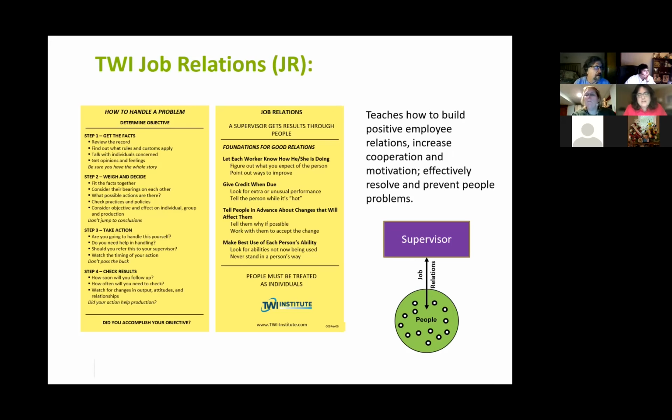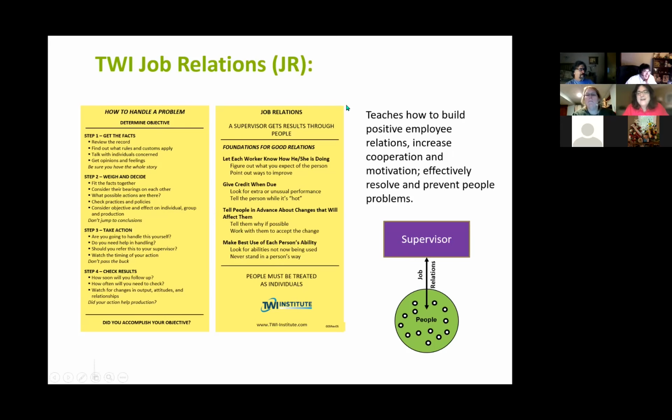Once you have all the facts, then you move into weigh and decide. These facts are connected. They're related to each other. We have to think it through. We have to brainstorm. What might I do? We take our ideas and weigh them against policies, practices, our objective, how the individual will feel, the group will feel. And finally, we move to step 3. Now we have to make a decision. What are we going to do? This process prevents us, you see the italicized under step 2, says don't jump to conclusions. Anyone here guilty of jumping to conclusions with people problems?